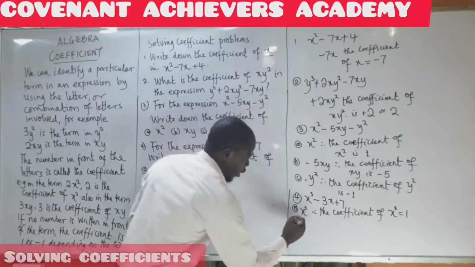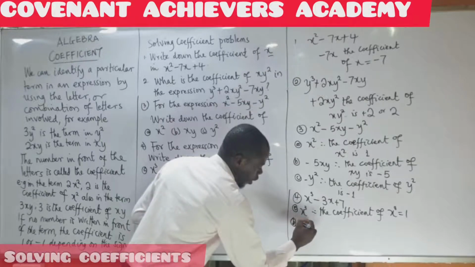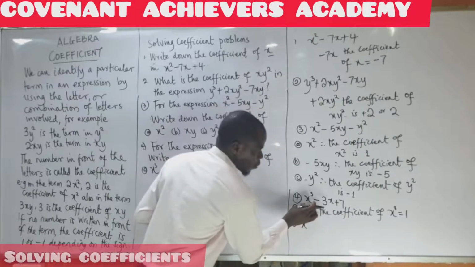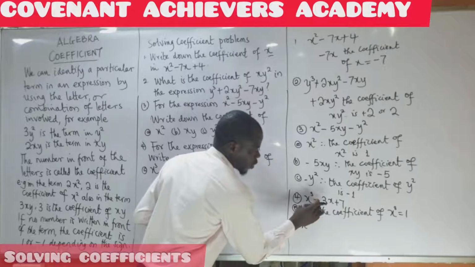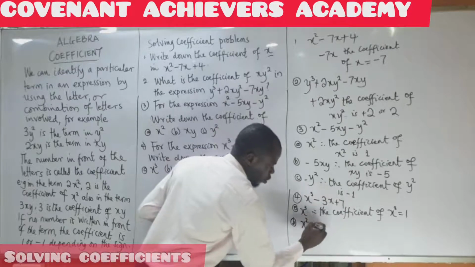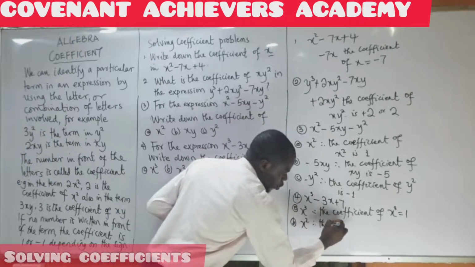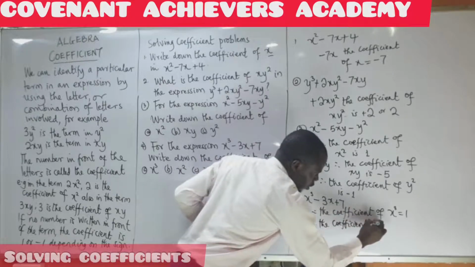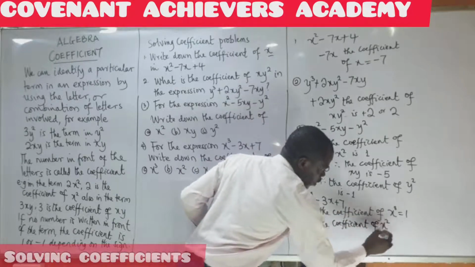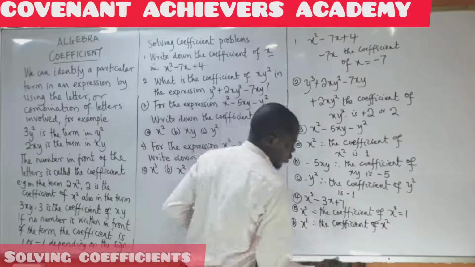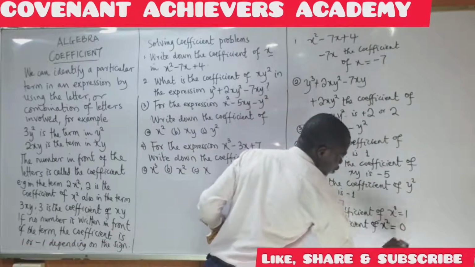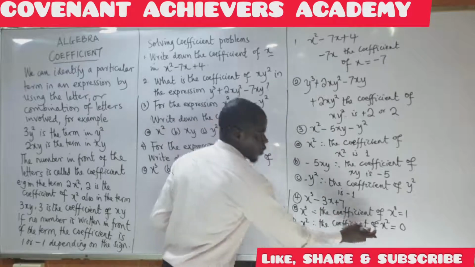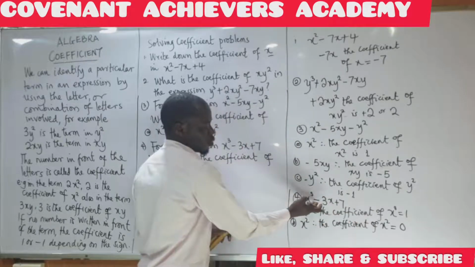Since there is no term for x squared, all you have is x cubed minus 3x plus 7. So therefore, the coefficient of x squared, since x squared is not in the expression, is equal to 0, because 0 multiplied by x squared gives us 0.